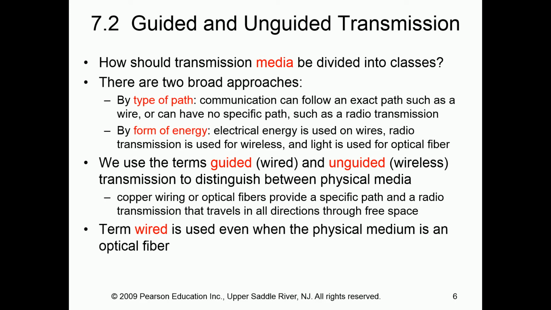So, first thing is, why or how can we divide our medias into different classes or categories? Two ways: the type of path or the form of energy, or a combination or a hybrid of both of them. So this is actually how we get to our guided versus unguided. That would be our wired versus wireless.